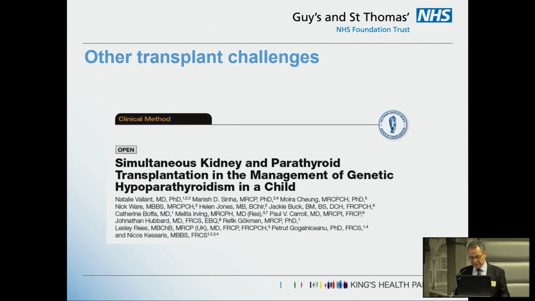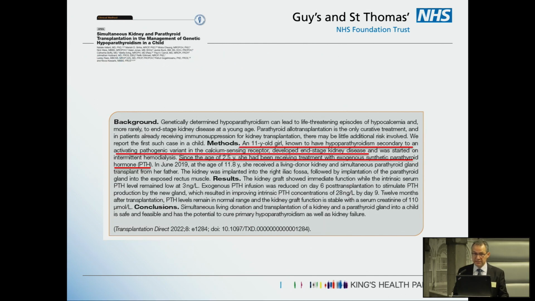Now, the other interesting challenging case we did was this simultaneous kidney and parathyroid transplant. This was a child who had a living donor. Her dad was going to donate a kidney to her, and she also had this condition where there was a defect in the activating pathogenic variant of her calcium sensing receptor. So she was hypoparathyroid for many years, and essentially she was carrying an insulin pump with her for about 10 years, where there was a synthetic PTH in it, and that was given to her continuously.